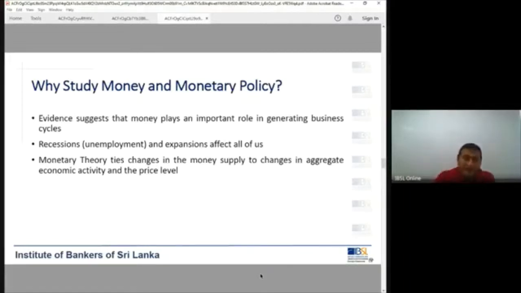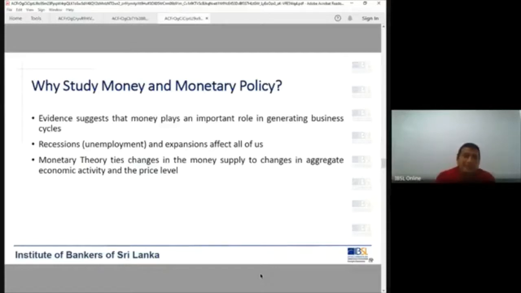Monetary theory, we will not get into in this program, because monetary theory is a very deep and interesting subject. If somebody really wants to pursue it in their postgraduate studies, you can think of it, but we would not get into greater details of monetary theories. We'll touch upon the broader basic parameters in this program. It ties changes in the money supply, the quantum or volume of money available in the economy, to changes in aggregate economic activity and the price level. Aggregate economic activity is the aggregate demand, and the price level is the inflation.